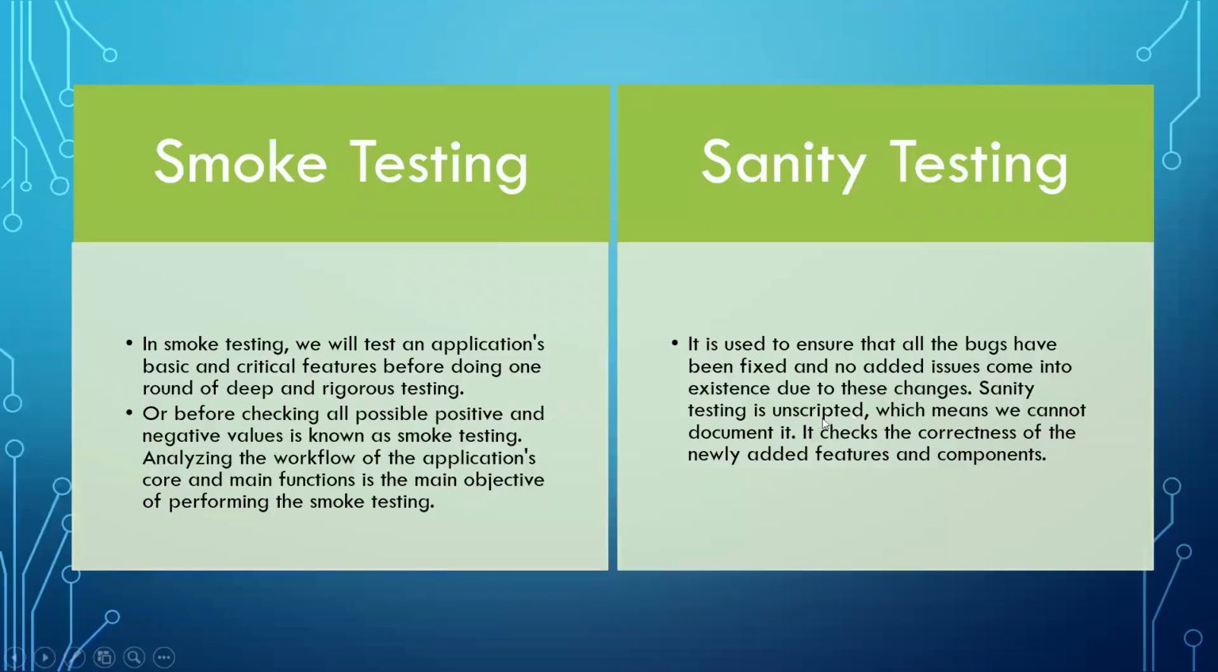Okay, so here it says sanity testing is unscripted, which means we cannot document it. It checks the correctness of the newly added features and the components. It's talking about newly added features, and the existing features also we have to consider as part of sanity testing. Smoke testing will be done in the initial stage of releases, and sanity testing will be done on all the releases, but the priority test cases will be executed for the major testing, to get the flag from the major testing.